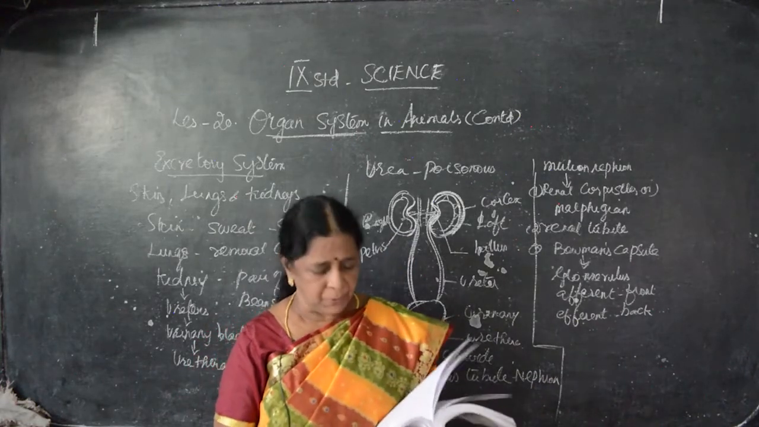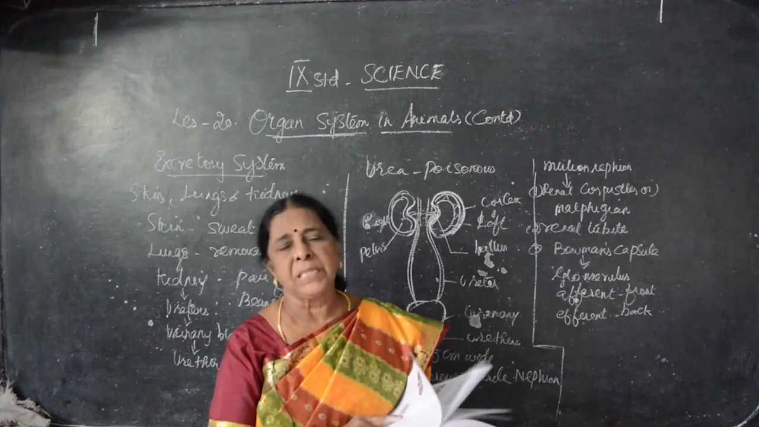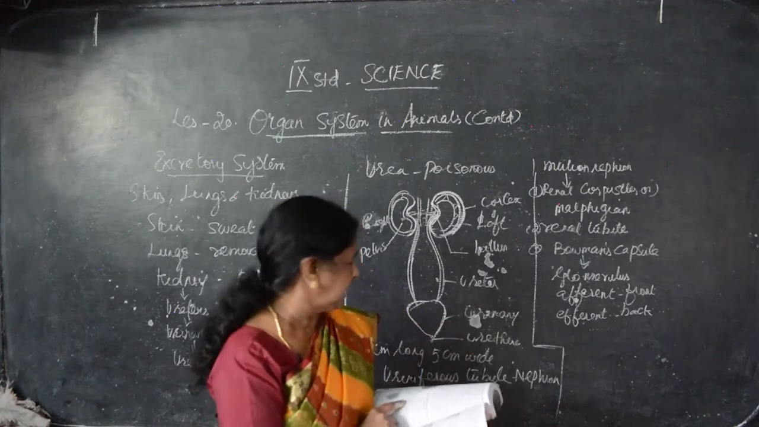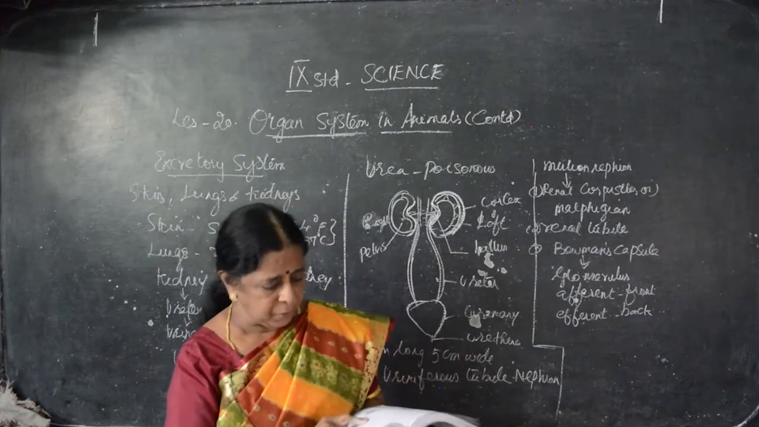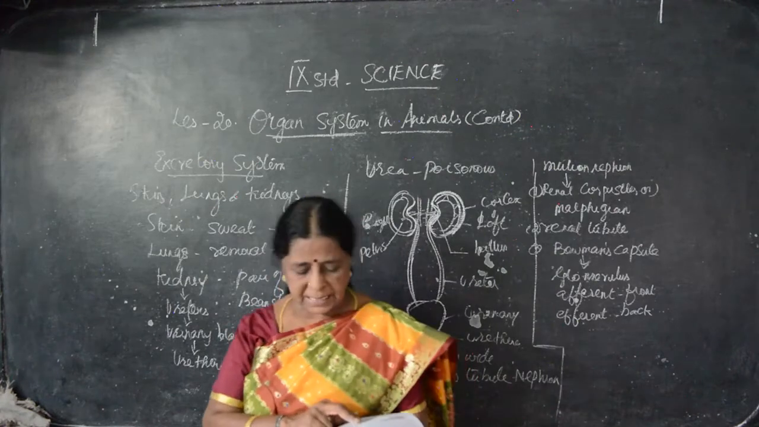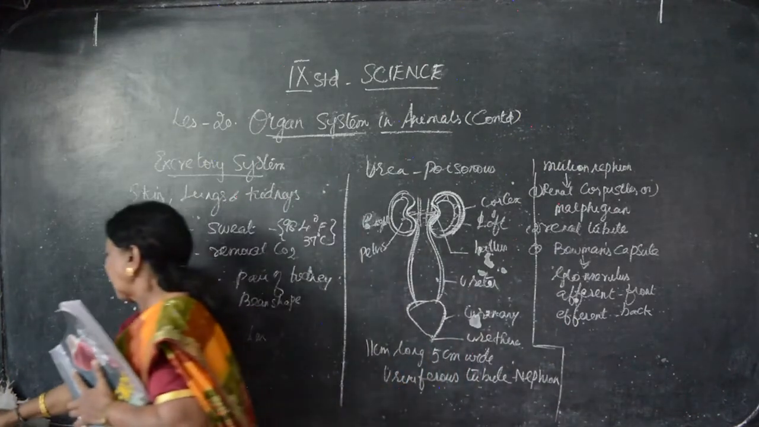Then the mechanism of urine formation. That is how urine is formed and how it is let out. The process of urine formation includes the following three stages. What are the three stages? We will see now.